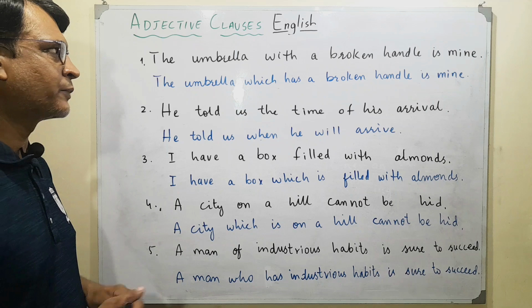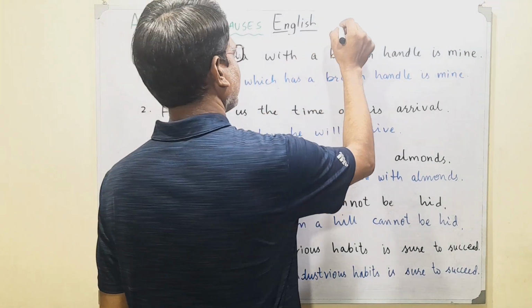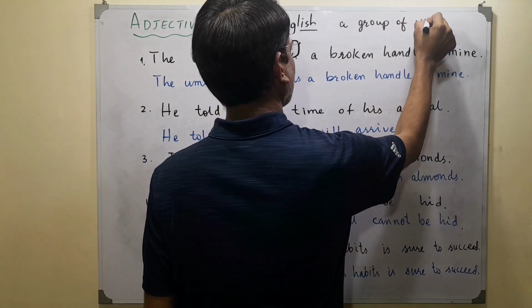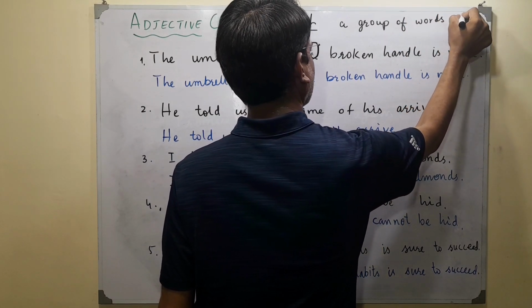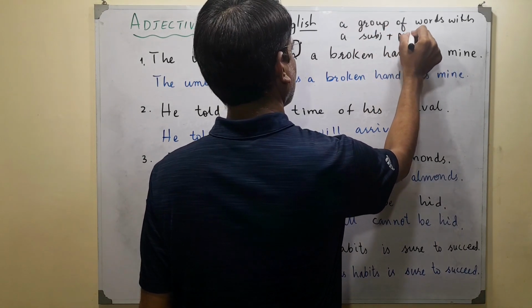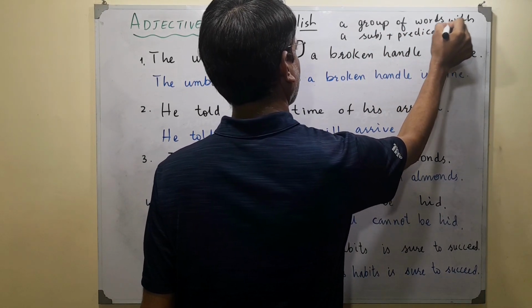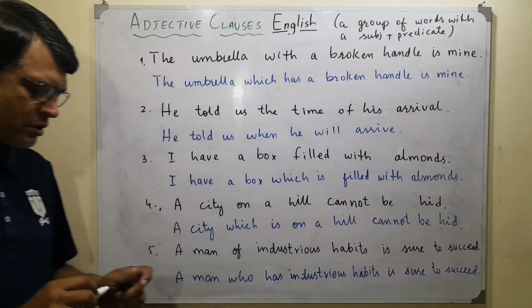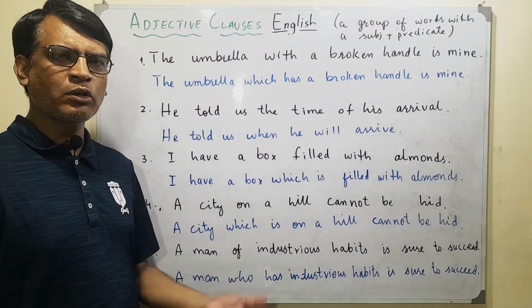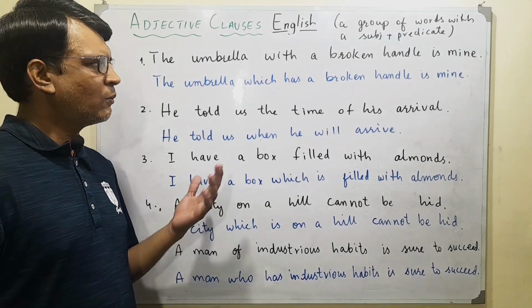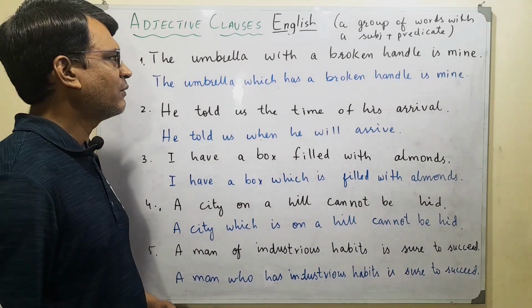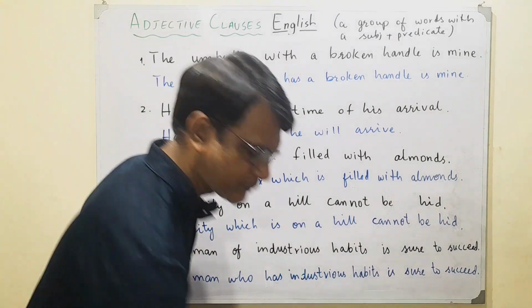Well, what is a clause? First, we need to see this. A clause is any group of words with a subject plus predicate. So for a clause, we need to have a subject and a predicate. And how do we formulate adjective clauses? We'll see today. Our first sentence is: the umbrella with the broken handle is mine.